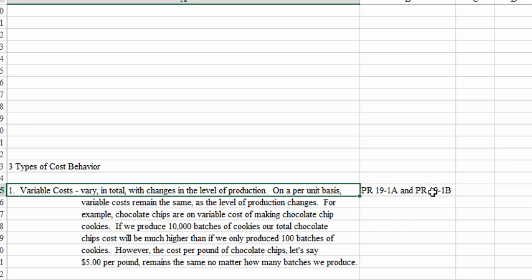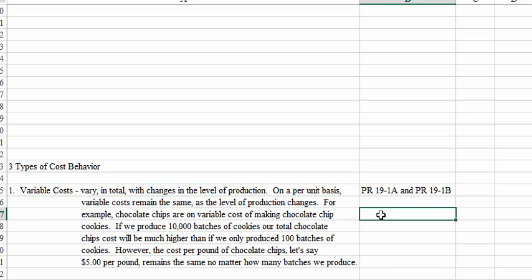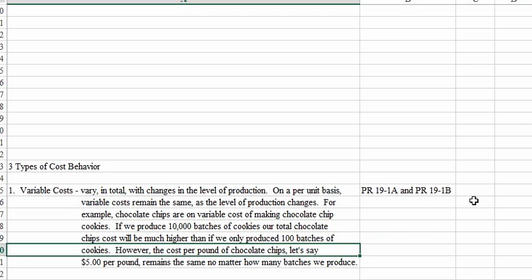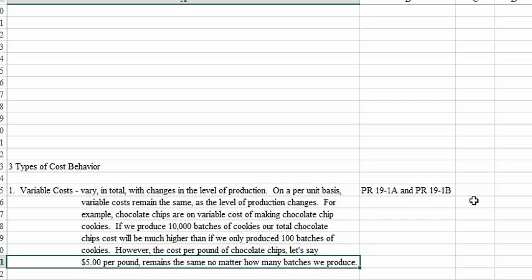They vary in total with changes in the level of production. But however, on a per unit basis, variable costs remain the same as the production level changes. For example, if we're producing chocolate chip cookies, then chocolate chips are a variable cost of making the cookies. If we produce 10,000 batches of cookies, our total chocolate chips cost will be much higher than if we only produced 100 batches of cookies. However, the cost per pound of chocolate chips, that's our per unit cost, let's say $5 per pound, remains the same no matter how many batches we produce.